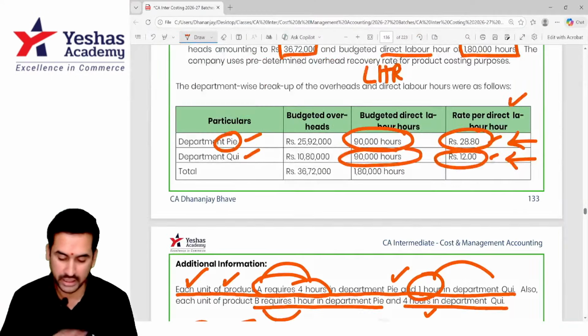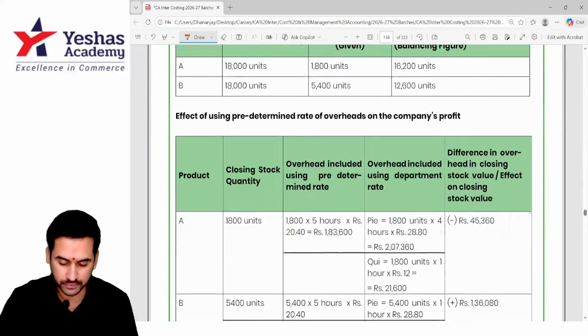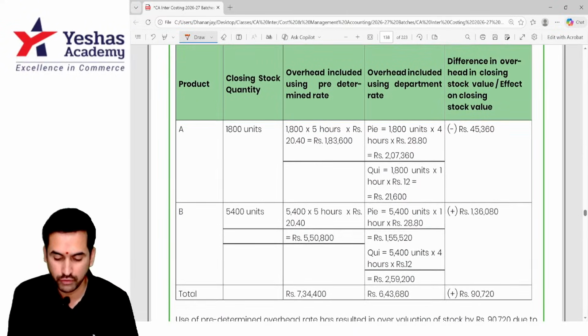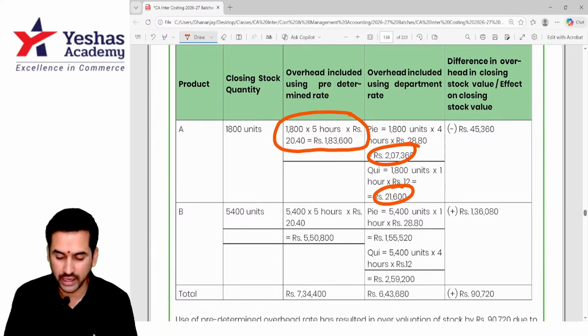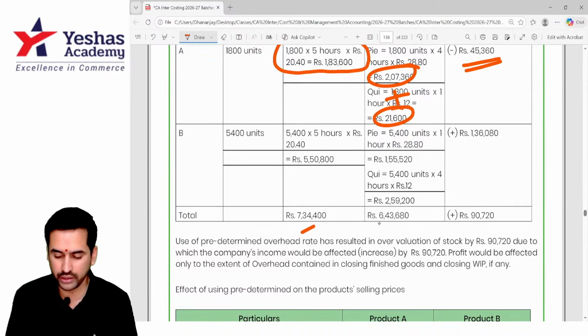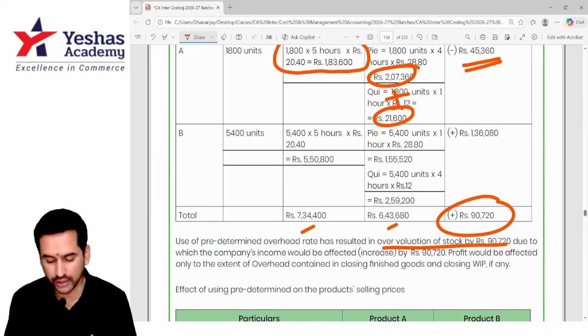Okay, that is what they have also done here. See this, 1800 into 5 into 20.4, single number. P and Q if you segregate and then add, compare that with 183. This is this plus this. Then they have written overvalue or undervalue of closing stock. In total, it is 90,000 rupees of overvaluation.